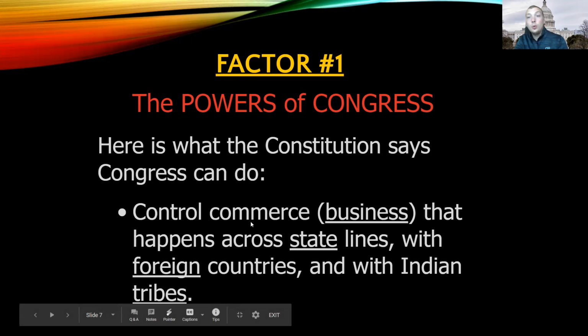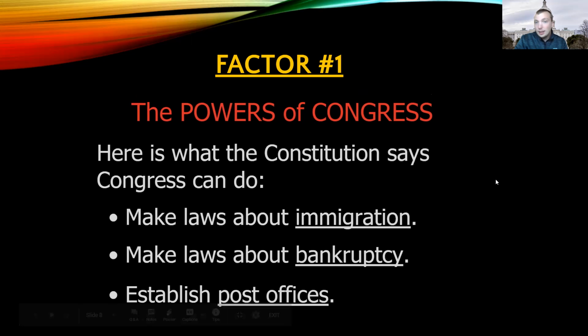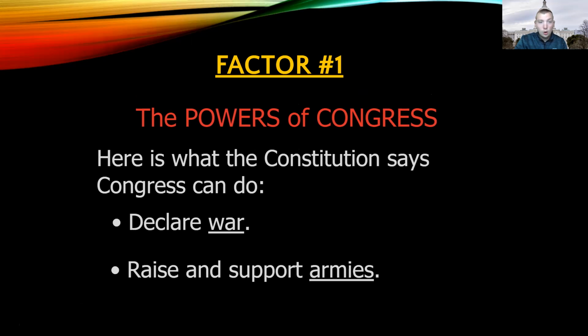They can also control commerce that happens across state lines, with foreign countries, and with Indian tribes. They make laws about immigration, bankruptcy, establish post offices, and many, many more things. Declaring war, raising and supporting armies. And with declaring war, we think of that as the role of the president, but Congress is responsible for signing off on it, as well as the funding needed to go to war.